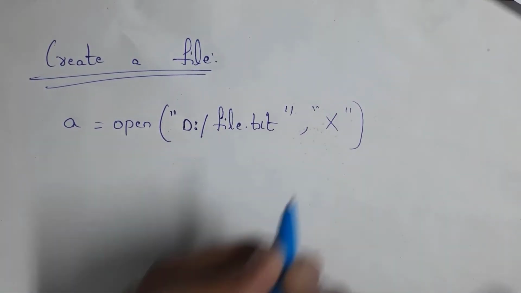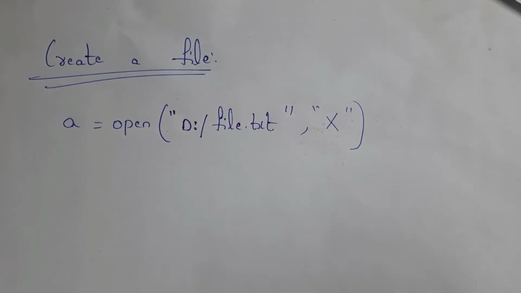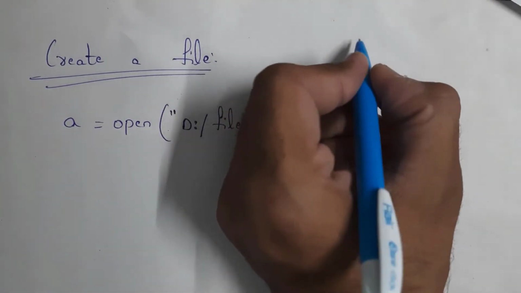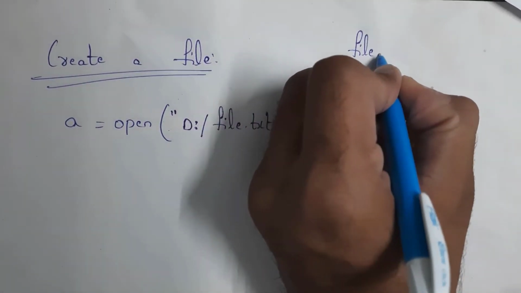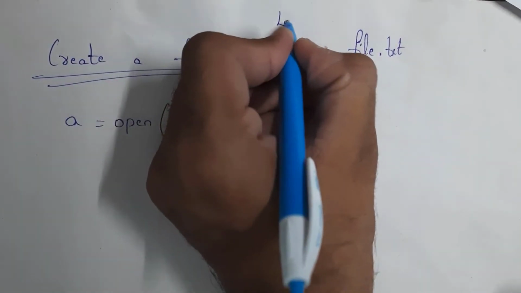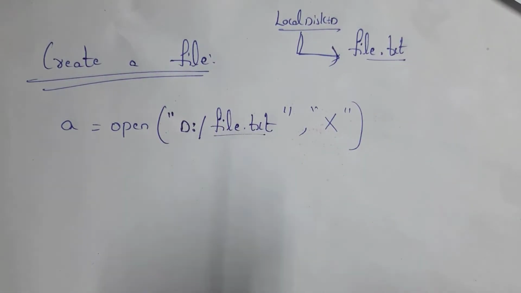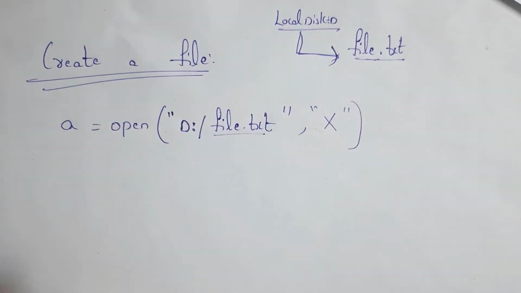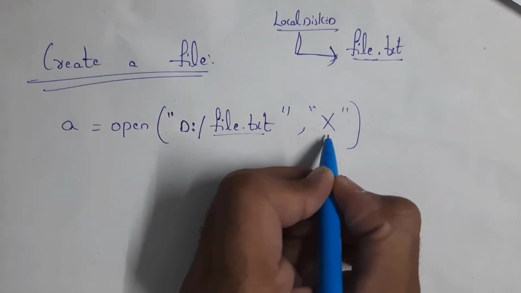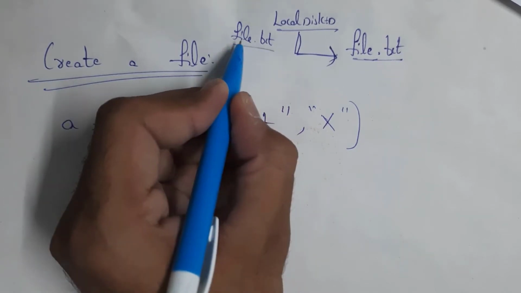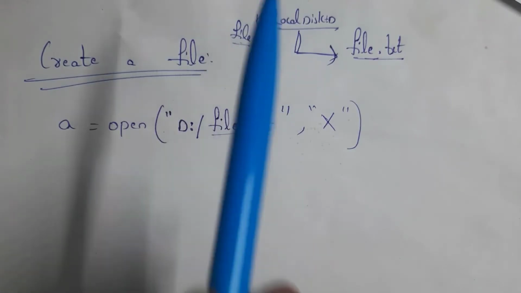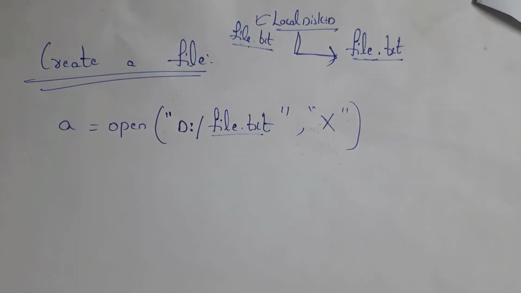By using x mode, we can create new file. Whenever I run this line of code, it will create one text file in local disk D. The text file name is file.txt. For example, if this file.txt is already present in local disk D, then it will display error. Only if file does not exist, then it will create file. But if file is already present, then it will display error.